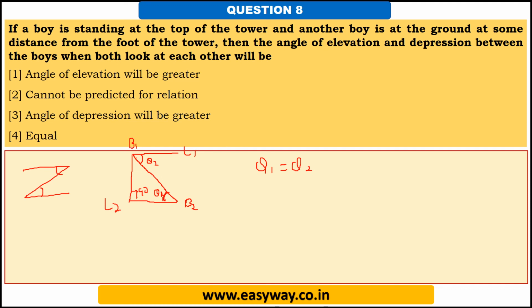When the lines are parallel, that is L1 is parallel to L2, then this angle will be equal to this angle. So we can say that angle of elevation is equal to angle of depression. So option number 4 is the correct answer.